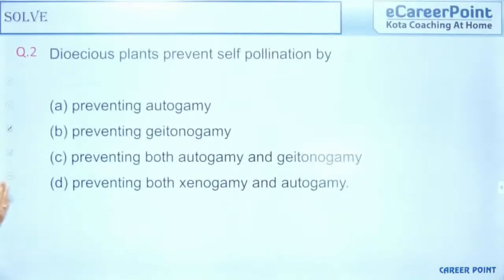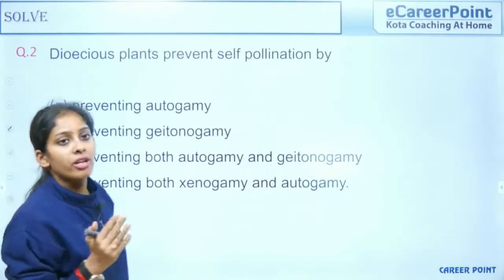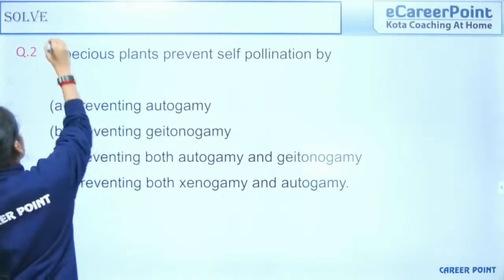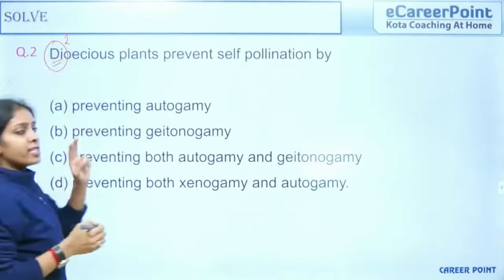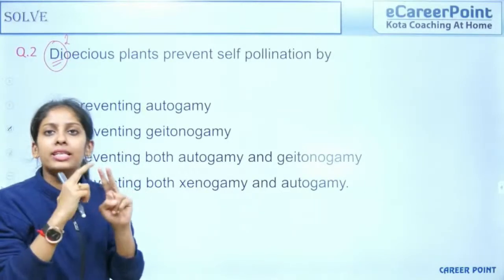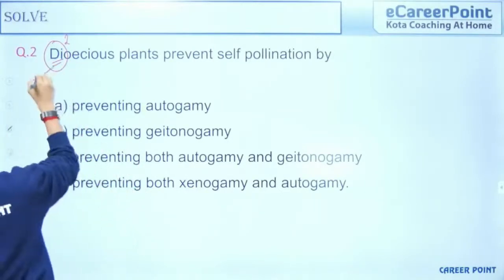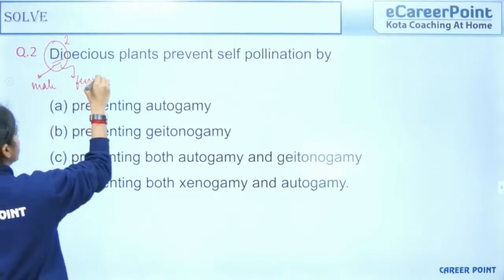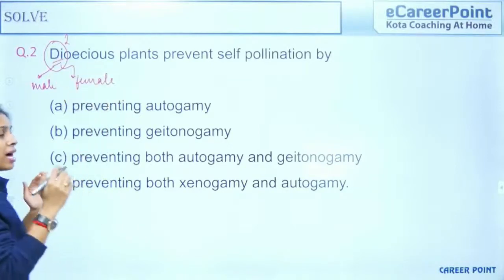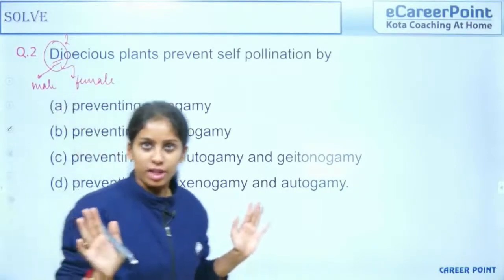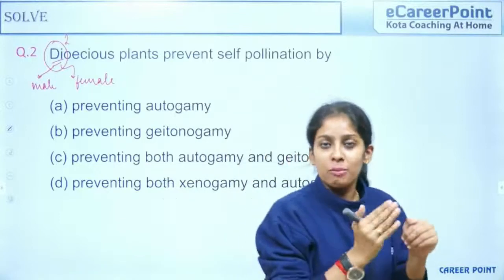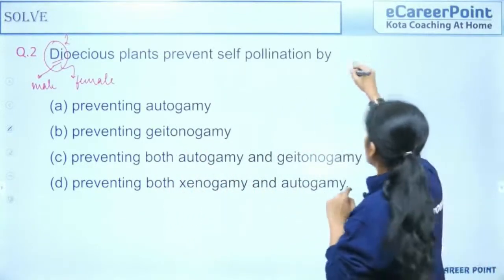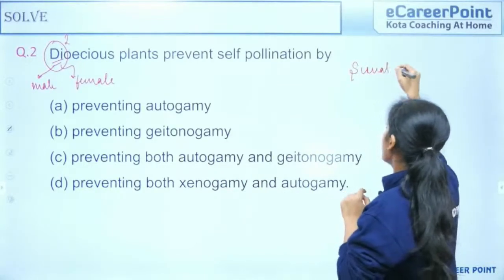Dioecious plants prevent self-pollination by. You should know what a dioecious plant is. Di means two, which means two plants are there to complete the reproductive cycle. The male plant is separate and the female plant is separate. So dioecious plants, of course, have only cross-pollination. The pollen grain from the male has to reach the stigma of the female flower. This question is from sexual reproduction in flowering plants.